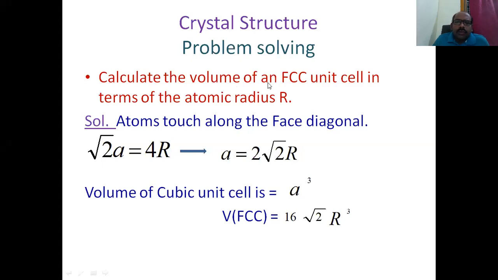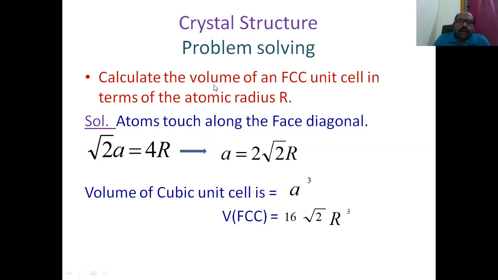Calculate the volume of an FCC unit cell in terms of the atomic radius. So we have to calculate the volume of the FCC unit cell in terms of atomic radius. Generally, we can tell very easily it is a cube. That is in terms of lattice parameter or lattice constant. But we are asked to express in terms of atomic radius R.